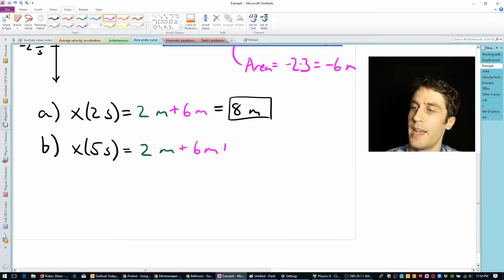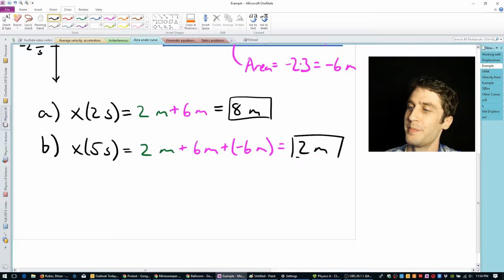So we add that -6 meters. And we get 2 plus 6 minus 6 is 2 meters. So it happens to end up back where it started. All right, and that's it. That's parts A and B.